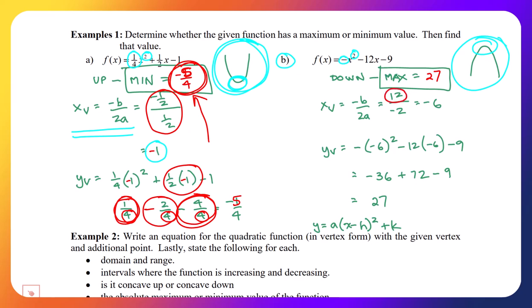Negative b over 2a, that's negative 6. Plug it in for the x value here and here. And we get 27. So, in this case, since the parabola is going down, we're going to get a maximum value of the function, meaning the highest y value that this parabola hits is going to be 27.